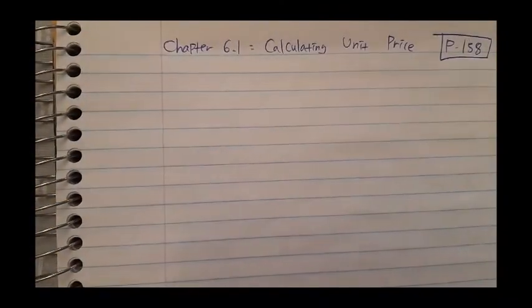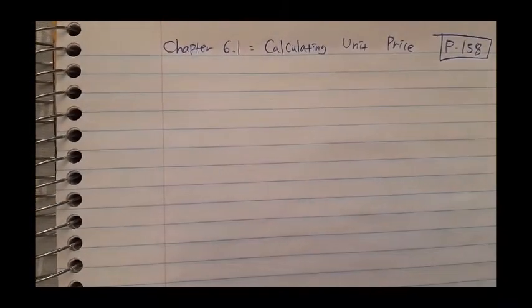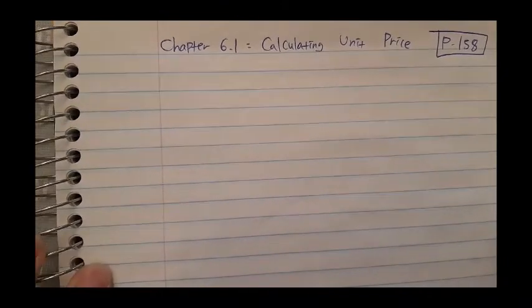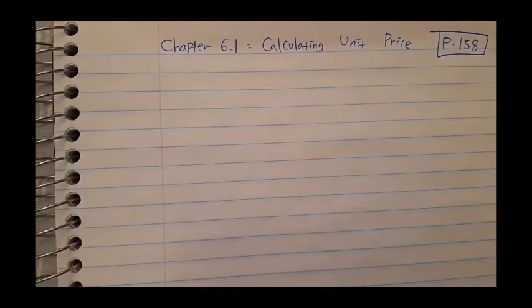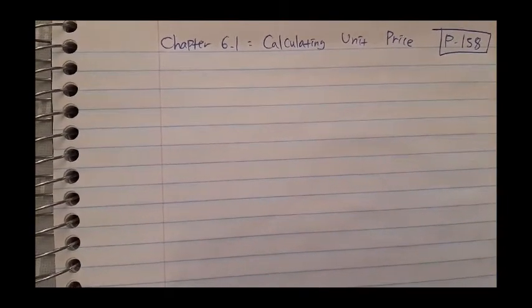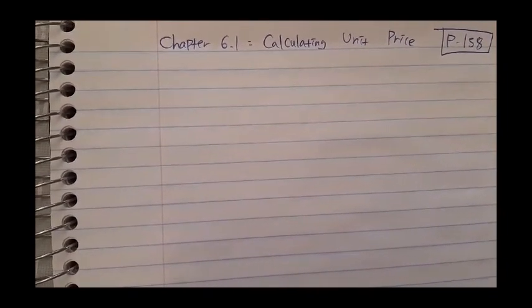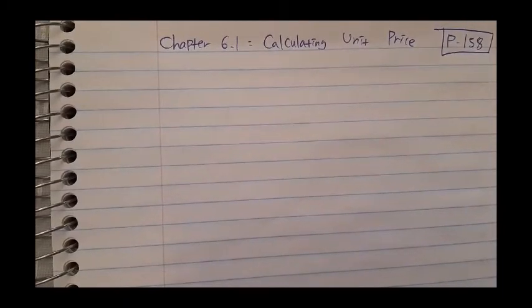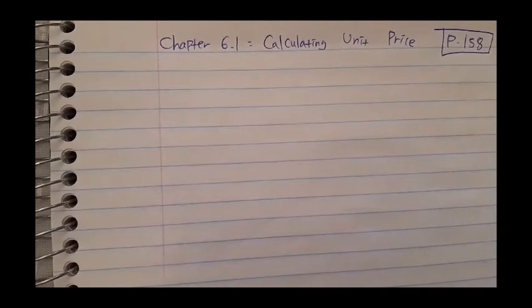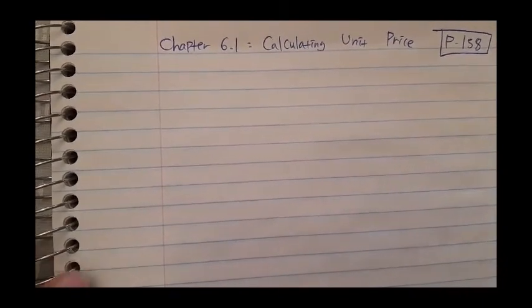Welcome back, Math 10-3. Today's lesson is the first lesson in Chapter 6. The title is Calculating Unit Price on Workbook page 158. Chapter 6 is basically about working with money. We're going to learn about currency, and about the comparison between price and basically price as a ratio.